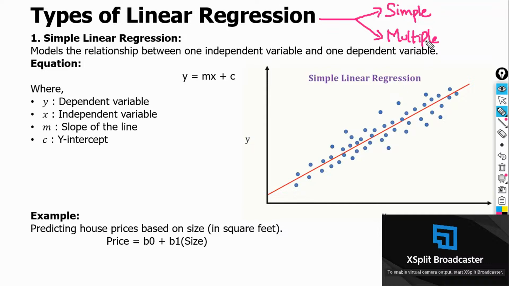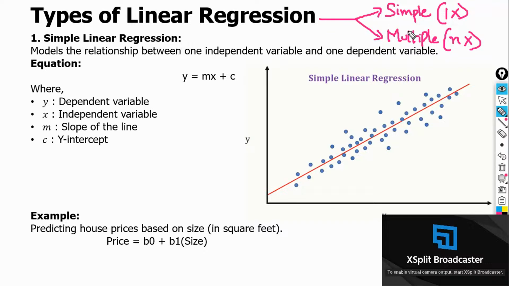Okay, understood. But what is the difference? On what factor do we differentiate simple and multiple? Based on inputs. If you have only one input, then it is simple linear regression. If you have more than one, it might be 2, 3, 4, and so on, n inputs, it is multiple linear regression.